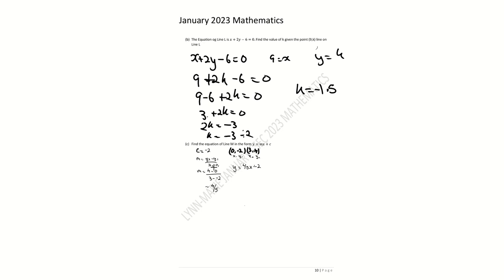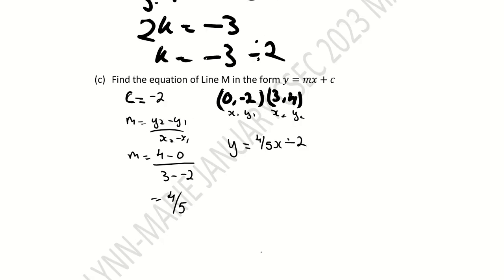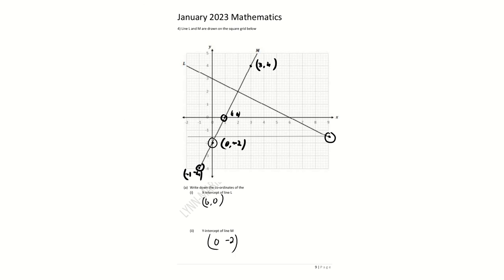Hold on. I made a mistake here, guys. If I use my y values as negative 2 and 4, that's not what I put here. So my gradient would be 4 minus minus 2 over 3 minus 0, which is 6 over 3, so that is 2. That's what I want to know.